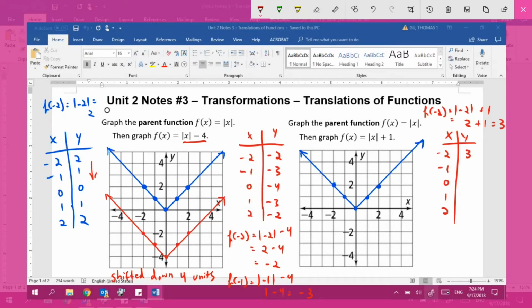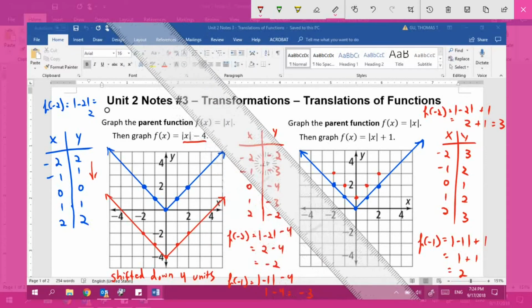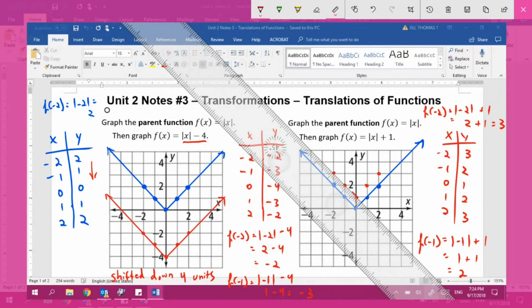Let's try f of -1 just to see what it is. F of -1 equals the absolute value of -1 plus 1. Absolute value of -1 is 1, and then 1 plus 1 equals 2. And if we continue that, we'll see that f of 0 is going to be 1, f of 1 is going to be 2, and f of 2 is going to be 3. So let's plug these points in. -2, 3, -1, 2, 0, 1, 1, 2, and 2, 3. So then our graph now looks like this.